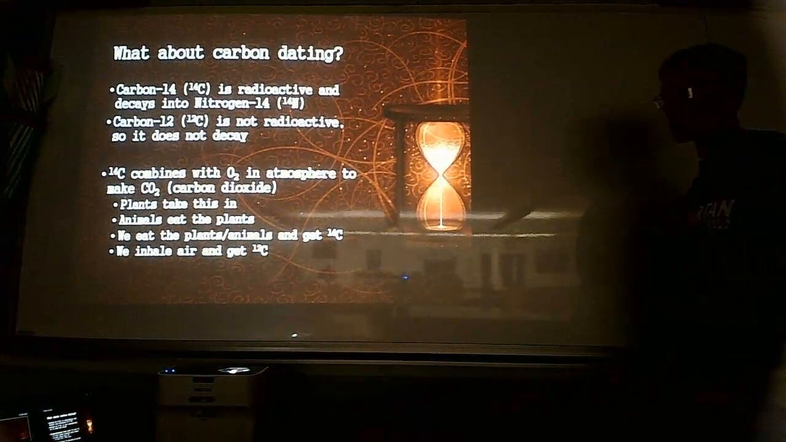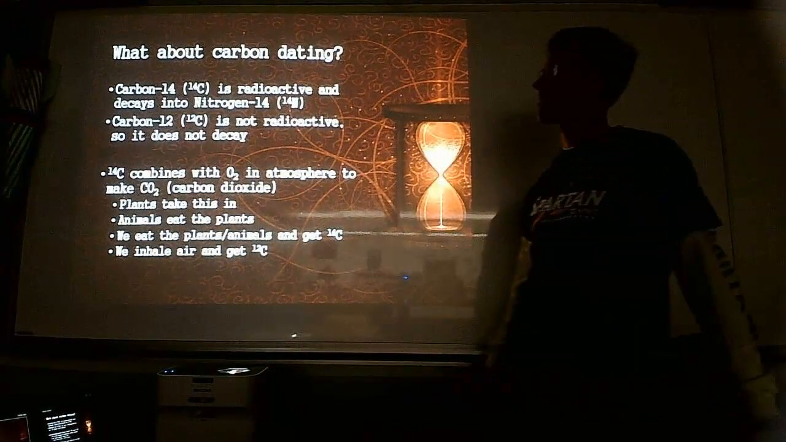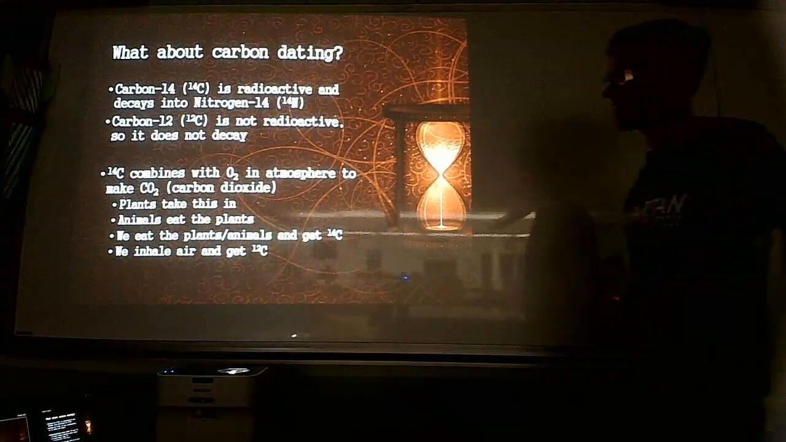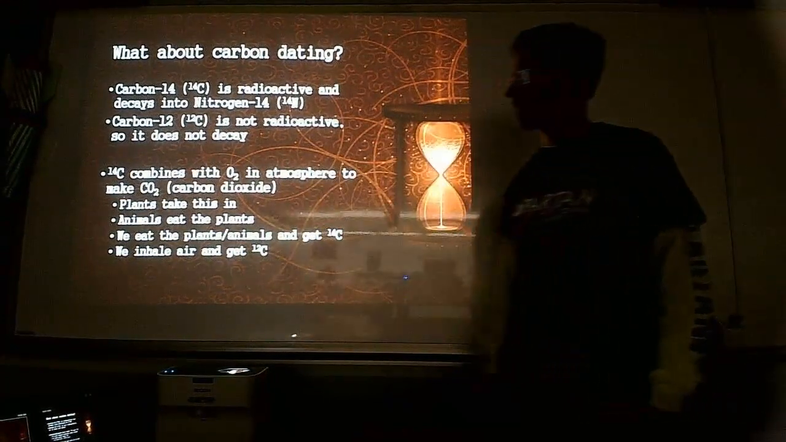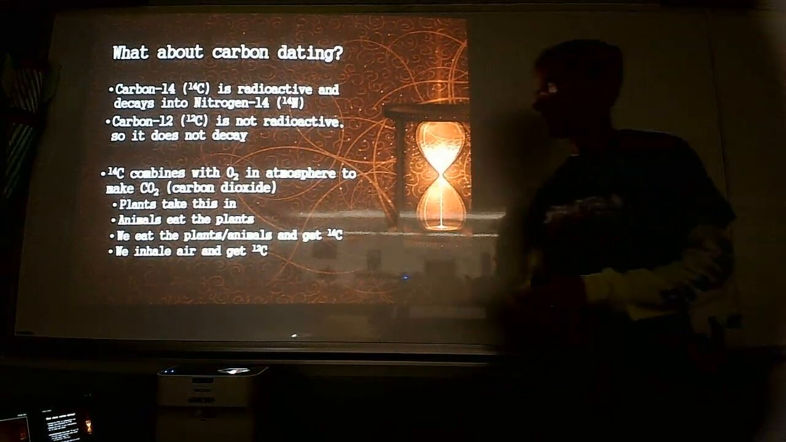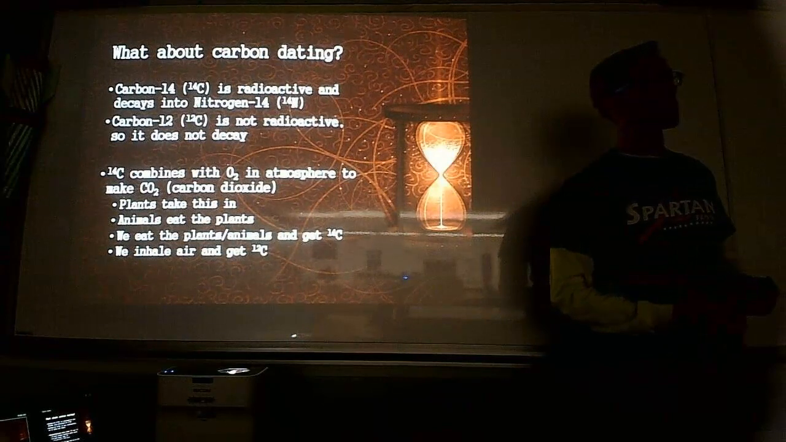So carbon-14 combines with oxygen in the atmosphere to make carbon dioxide. Most of you probably know this if you've taken chemistry. Plants take this in, animals eat the plants, and then we eat the plants or animals, and we get carbon-14. We also inhale air, and that's the main way that we get carbon-12.